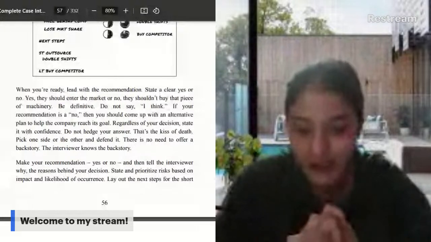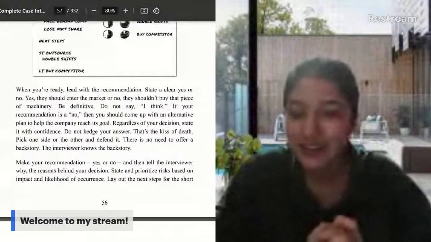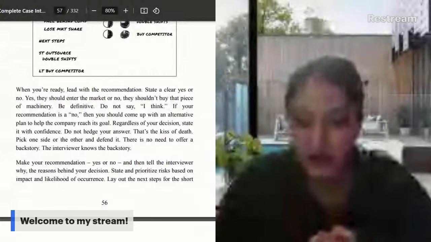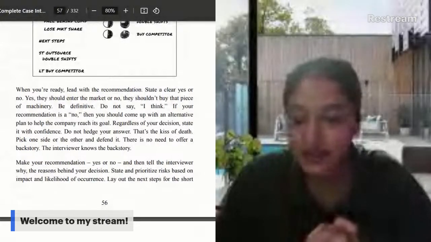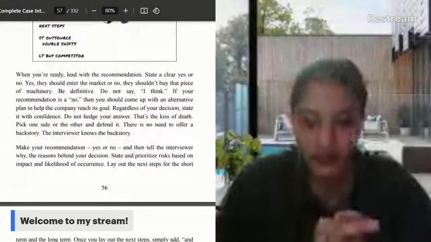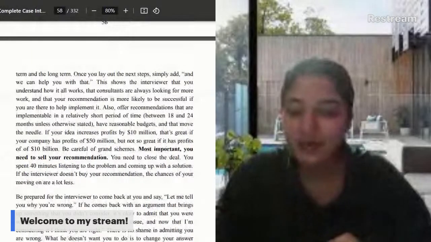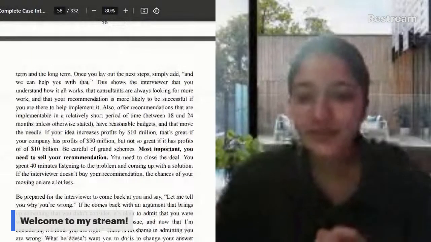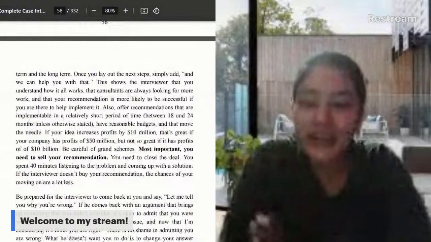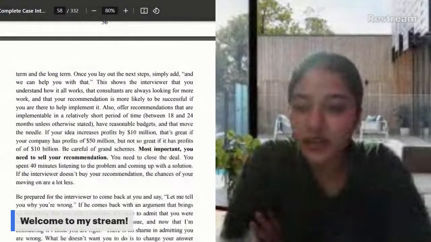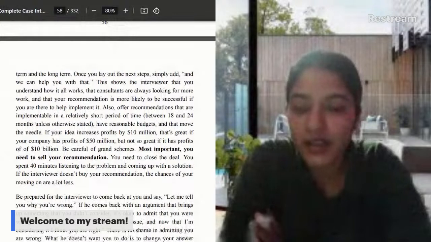There is no need to offer a backstory. The interviewer knows the backstory. Make a recommendation, yes or no, then tell the interviewer why, the reasons behind the decision. State and prioritize risk based on impact and likelihood of occurrence. Lay out the next steps for the short term and the long term. Once you lay out the next steps, simply add, and we can help you with that. This shows the interviewer that you understand how it all works, that consultants are always looking for more work, and that your recommendation is more likely to be successful if you are there to help implement it.